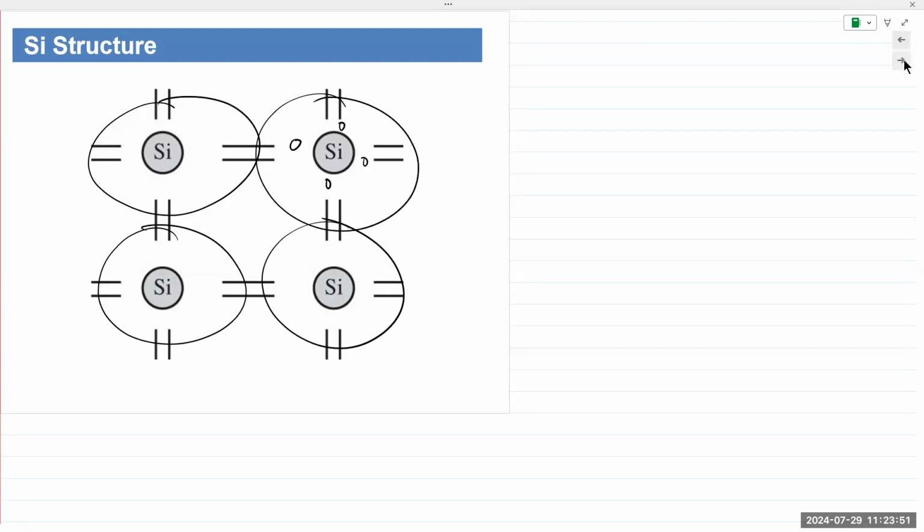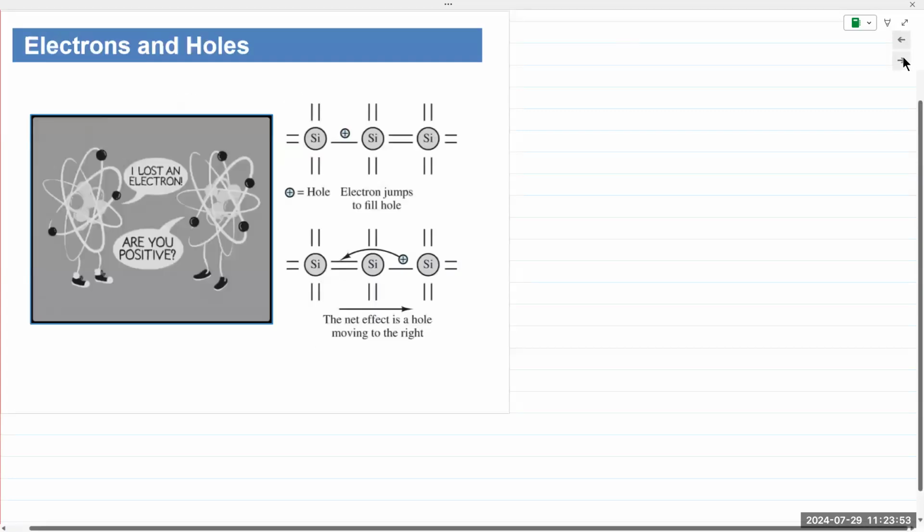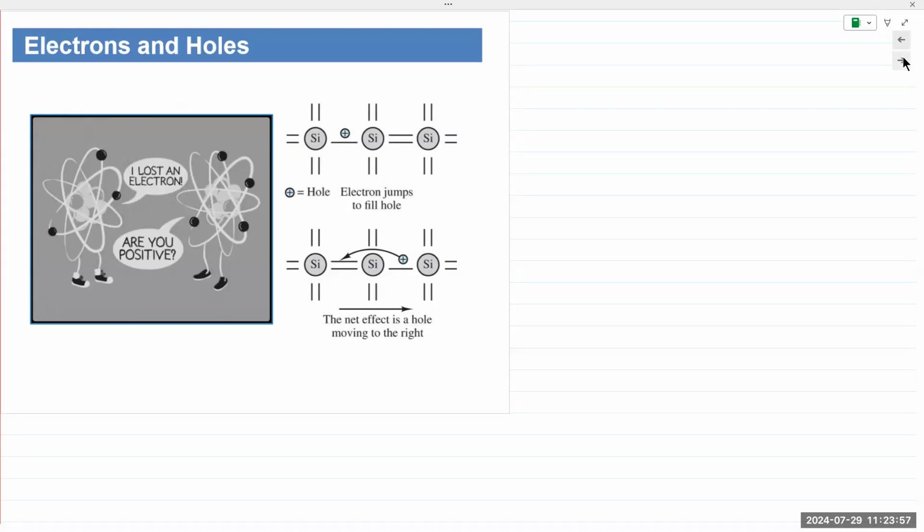Now, if you have a silicon structure and it loses an electron or gains an electron, what happens? You have an extra electron. Let's say it's coming from somewhere. You have an extra electron, then you have 1 extra negative charge.